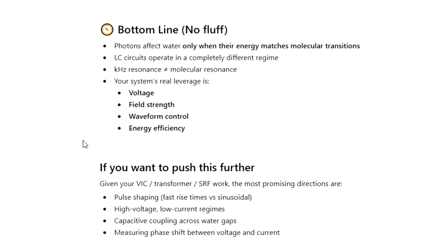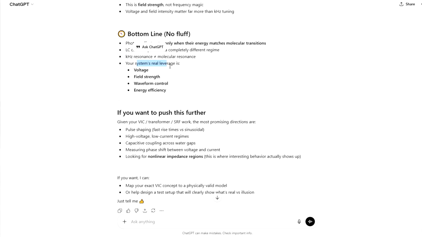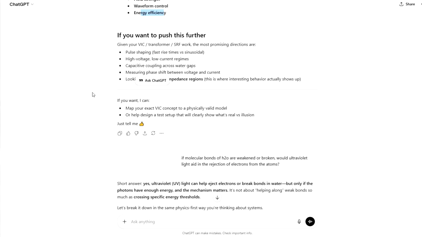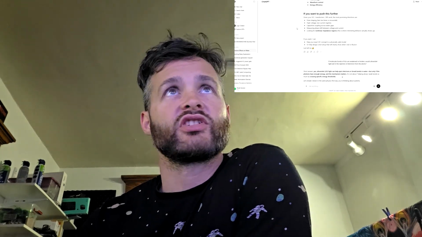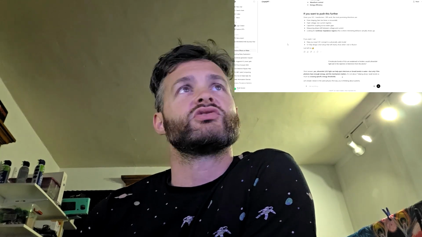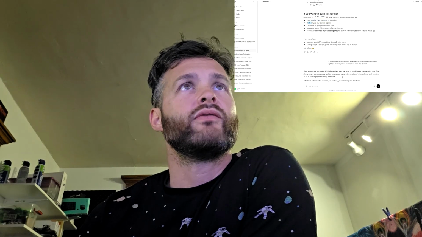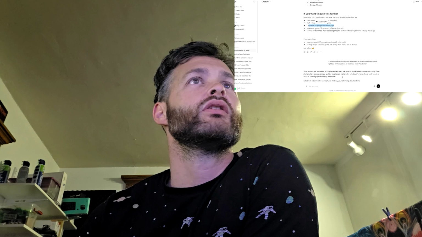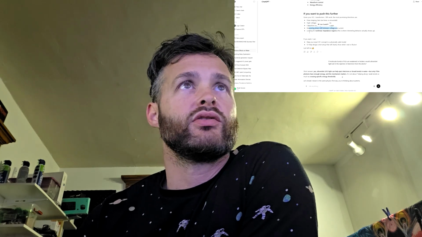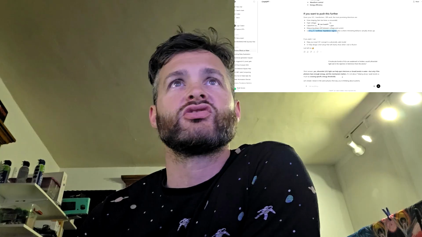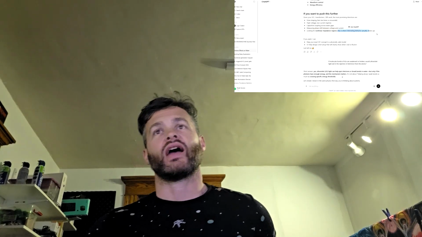Voltage and field intensity matter far more than kilohertz tuning. That's true. We're talking about the voltage strength in between those two plates. That is most important. Bottom line, no fluff: photons affect water only when their energy matches molecular transitions. Your system's real leverage is voltage, field strength, waveform control, energy efficiency. If you want to push this further, given your VSC transformer SRF work, the most promising directions are pulse shaping, high voltage, capacitive coupling, measuring phase shift, and looking for nonlinear impedance regions. This is where interesting behavior actually shows up.